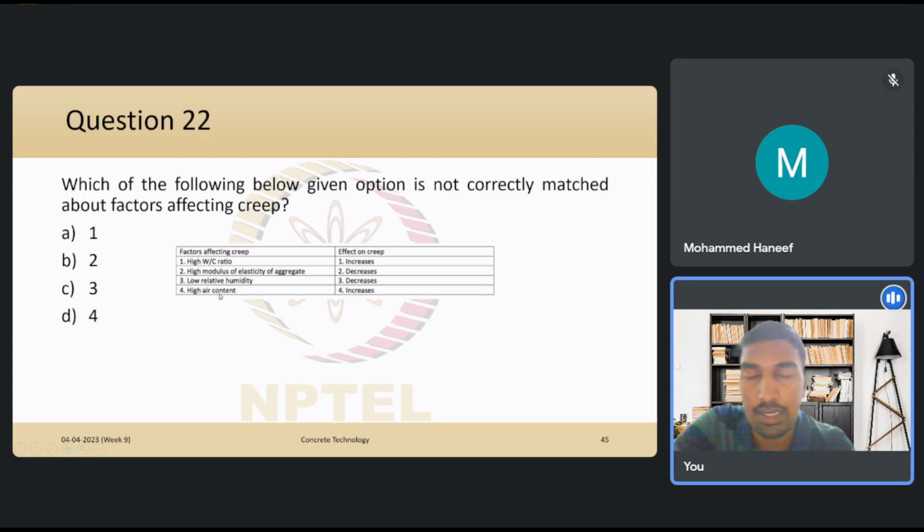When you have higher air content, you have more porosity, which means more water can be occupying those pores, and because of the drain there will be lesser strength, so that will lead to higher creep. So that is also a right match. So it is only 3, that low relative humidity decreases the creep, that is wrong.